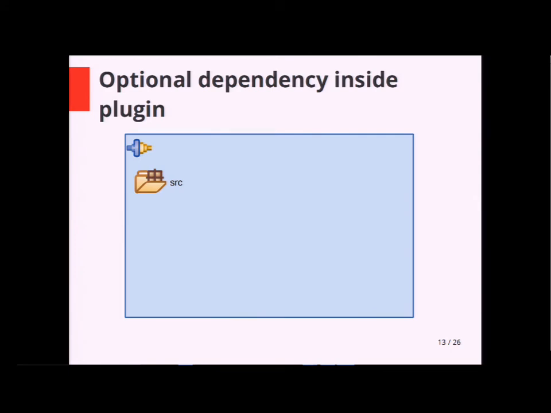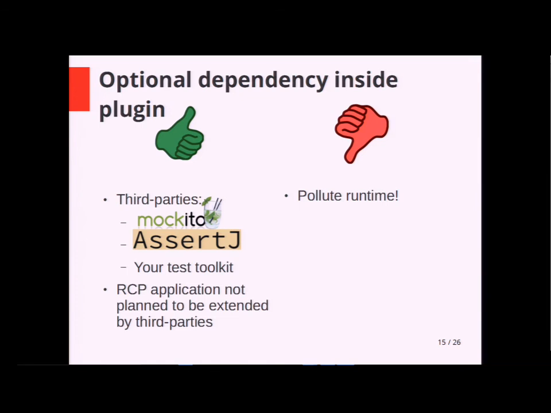So again, you start with your nice Eclipse plugin, and what you will do is use optional dependencies. In your manifest, you will put the require bundle on all your test dependencies, and you will declare them as optional. Like that, at runtime, you don't need to have these dependencies, but if you provide them in your test, they will be available. And like that, you will be able to keep everything in the same bundle again.